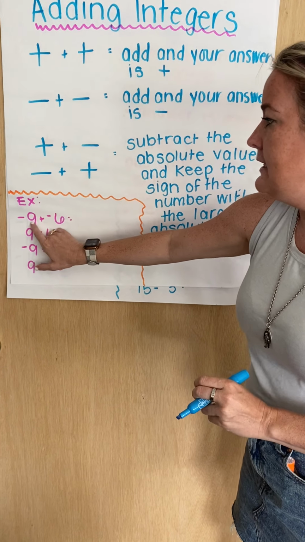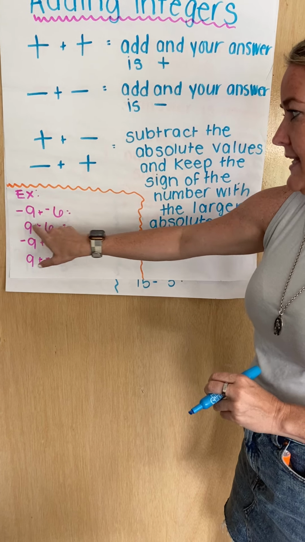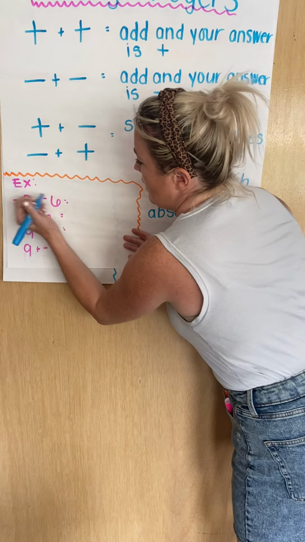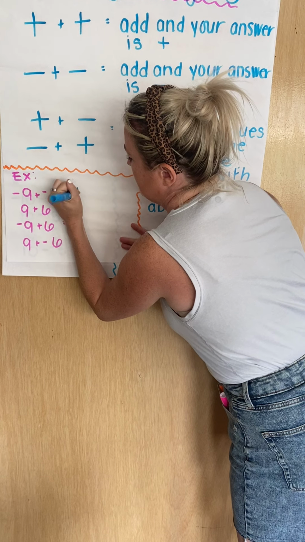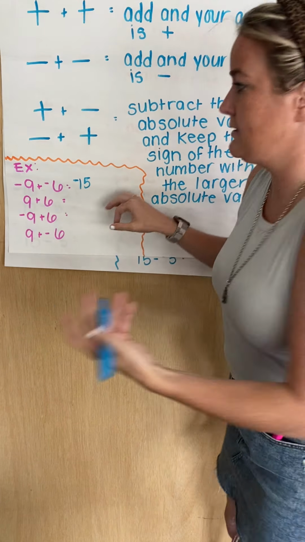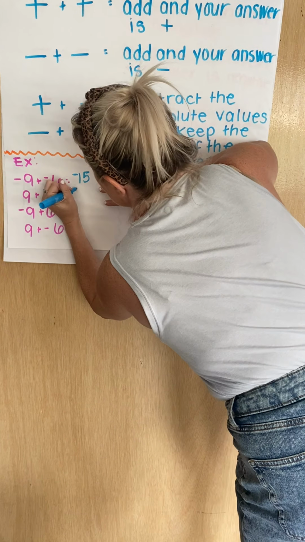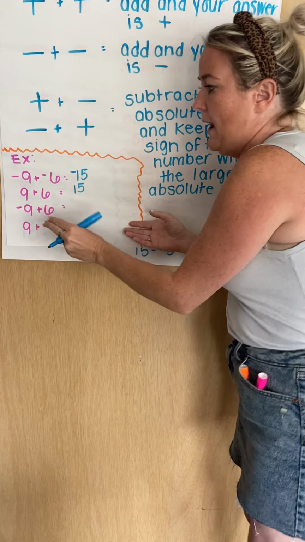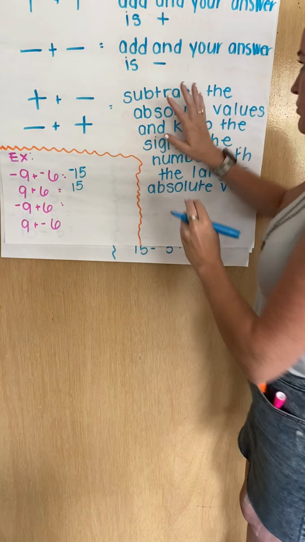So if I have negative 9 plus negative 6, my signs are the same. I have two negatives. So I'm just going to add. I know 9 plus 6 is 15, and it's going to stay negative. 9 plus 6 is just my regular 9 plus 6. So I'm adding, the signs are the same, so I'm going to add, and it's going to be negative. This is the rule that we just went over.